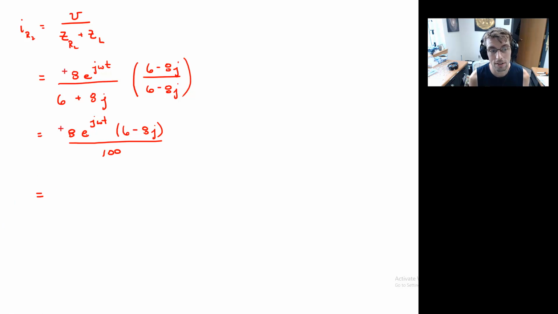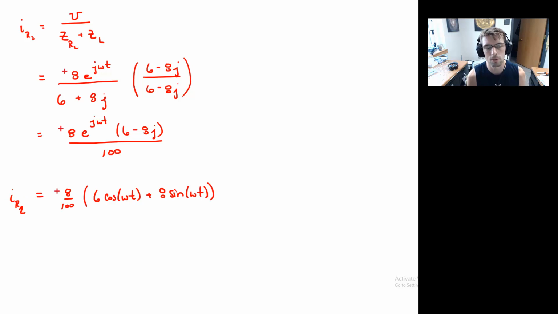Let's go ahead, expand e to the j omega t in terms of Euler's relation, perform the multiplication process, and throw out the imaginary pieces. So we have negative 8 over 100 times 6 cosine of omega t plus 8 sine of omega t. And there we go. There is our current running through R2. Pretty cool, huh?